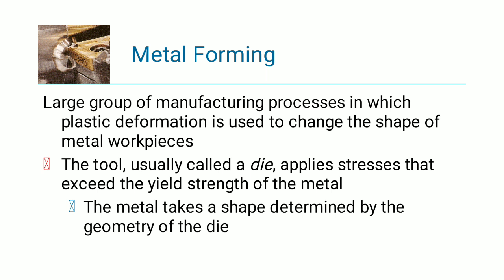What is actually the metal forming process? A large group of manufacturing processes in which plastic deformation is used to change the shape of the metal workpiece. For that we use a tool called a die, which applies stresses that exceed the yield strength of the metal. The metal takes the shape determined by the geometry of the die.